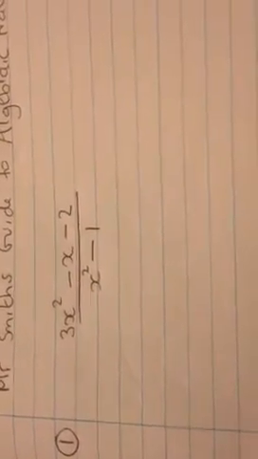So the first one is an easy one. I'm going to simplify 3x squared minus x minus 2 over x squared minus 1. So that's a bit of good old factorisation on the top and bottom. On the top I get (3x + 2)(x - 1).